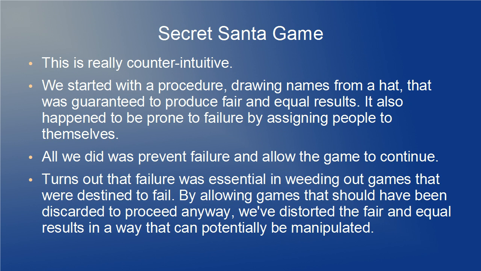This is really counterintuitive. We started with a procedure, drawing names from a hat, that was guaranteed to produce fair and equal results. It also happened to be prone to failure by assigning people to themselves. All we did was prevent failure and allow the game to continue. Turns out that failure was essential in weeding out games that were destined to fail. By allowing games that should have been discarded to proceed anyway, we've distorted the fair and equal results in a way that can potentially be manipulated.